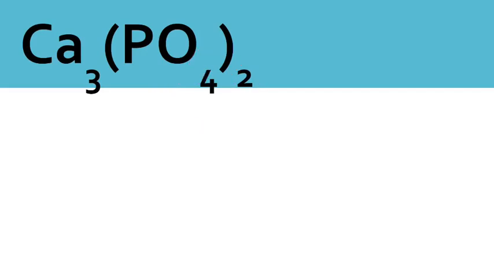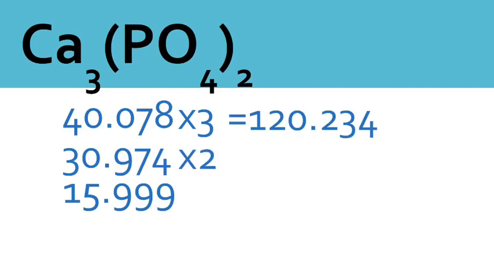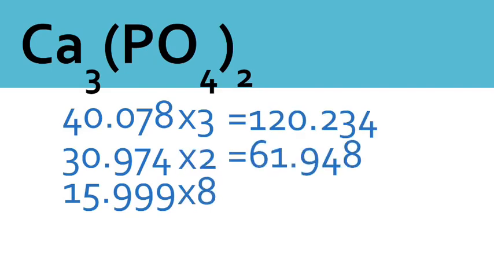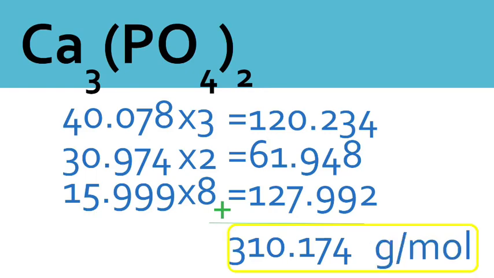So knowing that and being confident with that, we find the mass of Ca, P, and O. We take Ca times 3, P times 2, and O times 8. And once we get all those masses, we add them up to find our final answer, 310.174 grams per mole. Pretty simple concept.